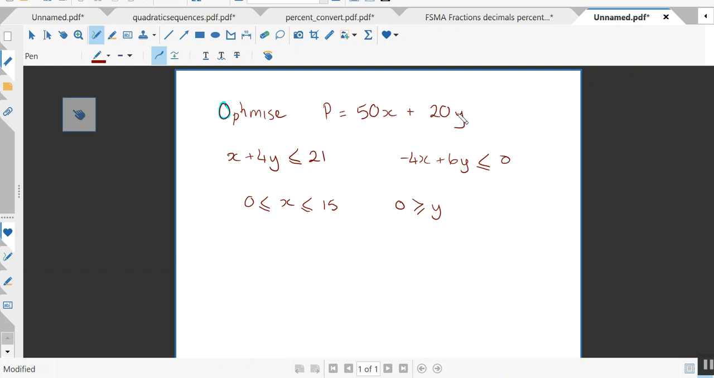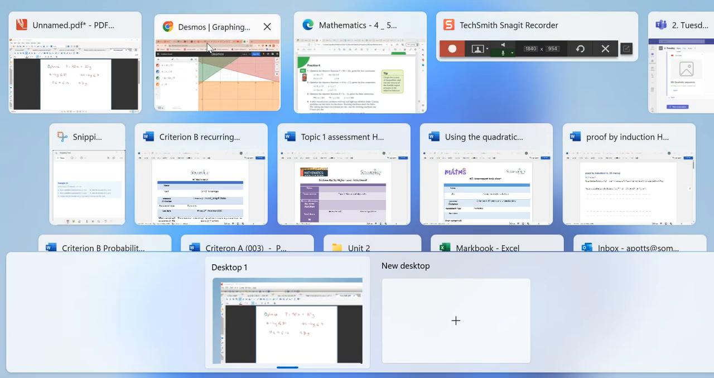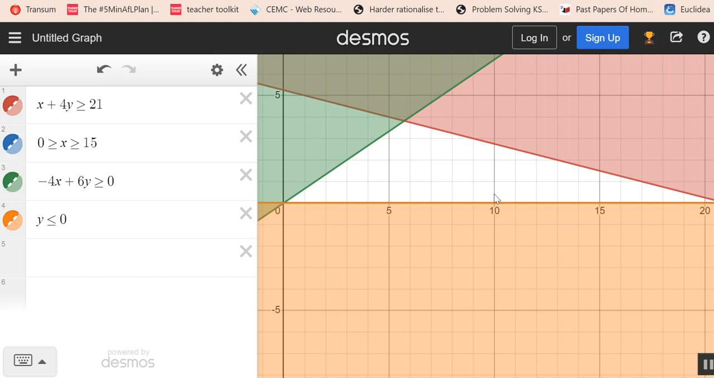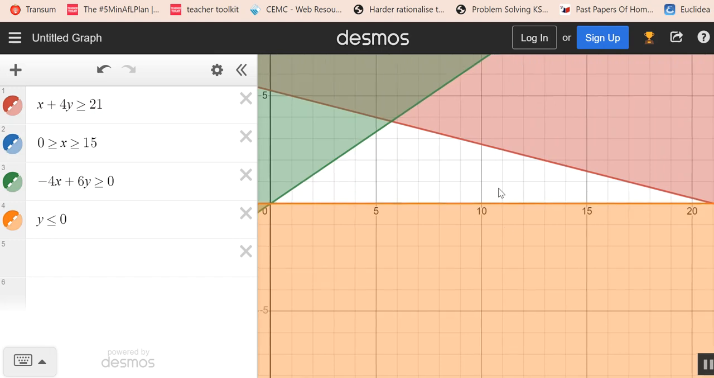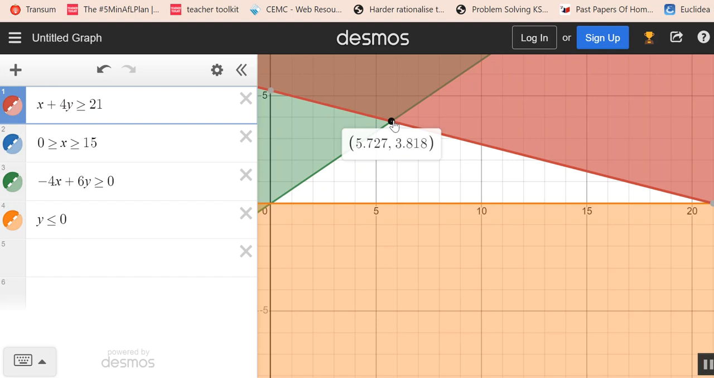What we do then is look at our graph and say, right, let's start with the vertices, the extremes of the region. So I'm going to click on this point, and that point you can see is 5.727. Do you want to write those down? So x equals 5.727 and y equals 3.818.